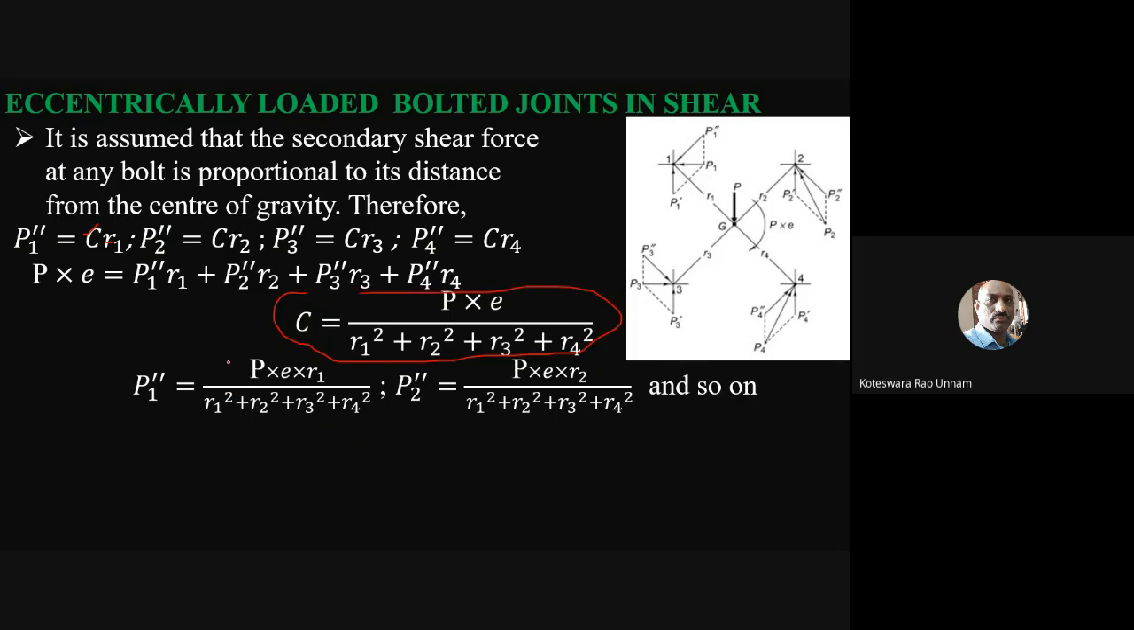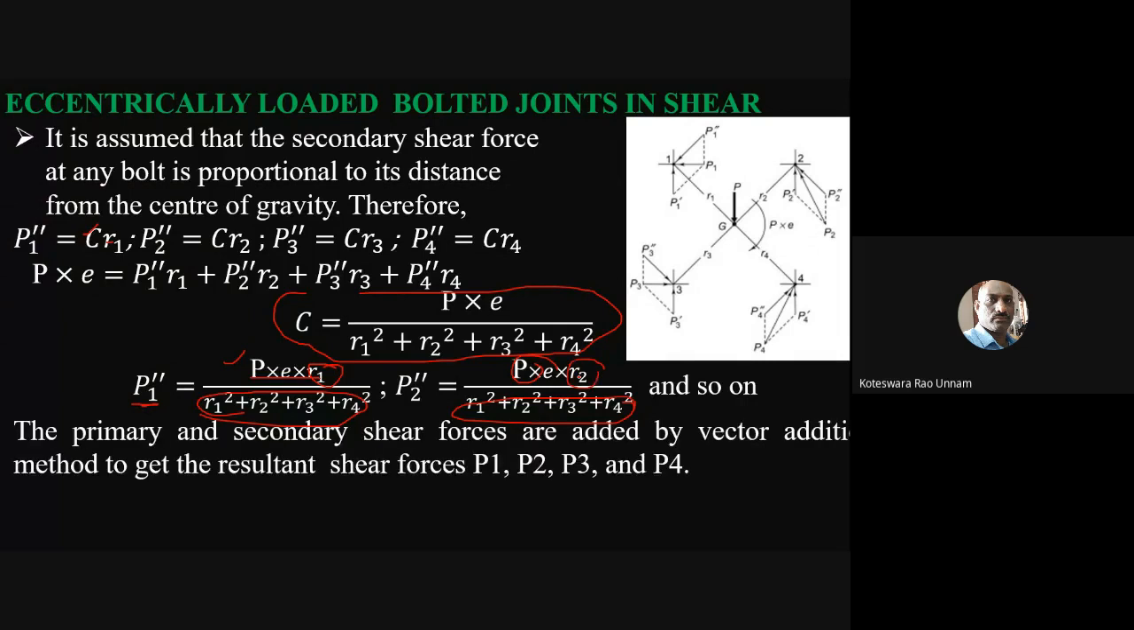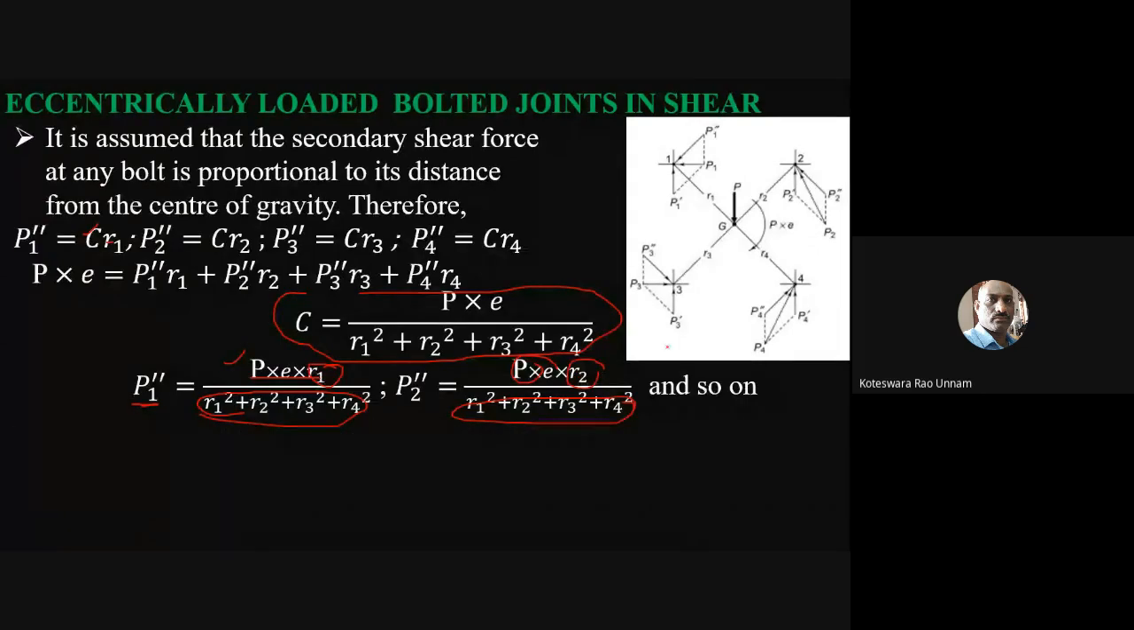So if I substitute that here, simply I'll get P1'' is nothing but P into E into R1 by the denominator, which is going to be the same for all the forces. In the numerator, this P into E is common. Only thing is, for the first bolt you will get R1, for the second bolt you will get R2, for the third bolt R3, and so on.